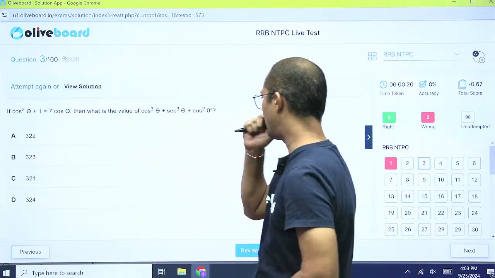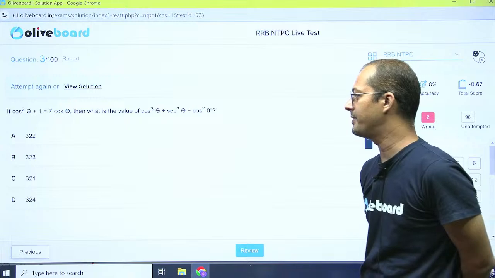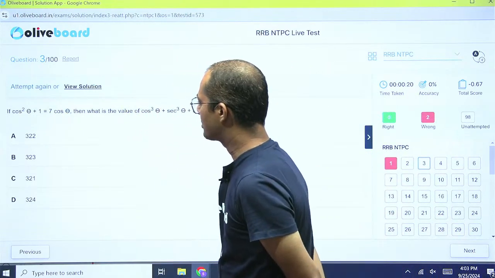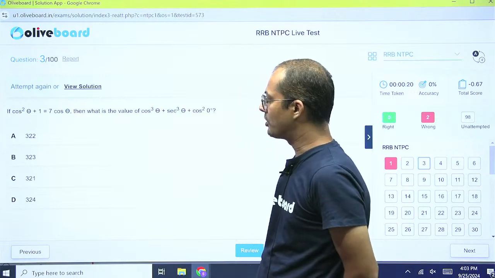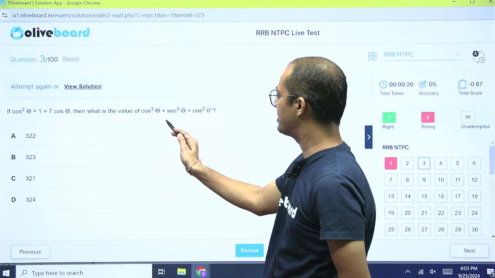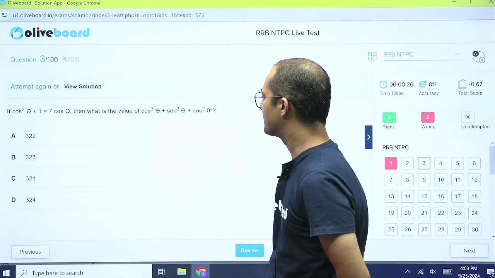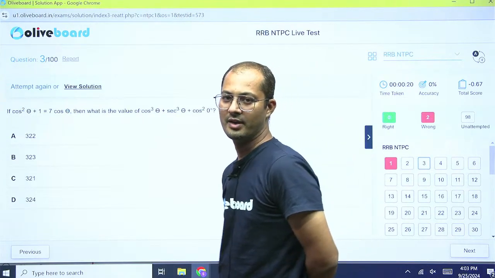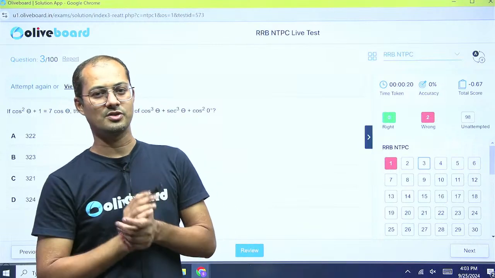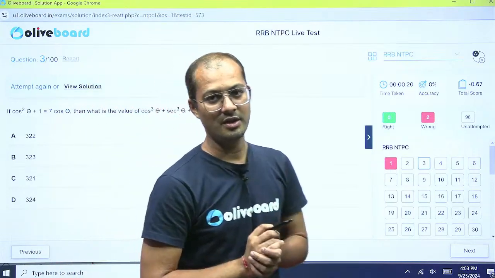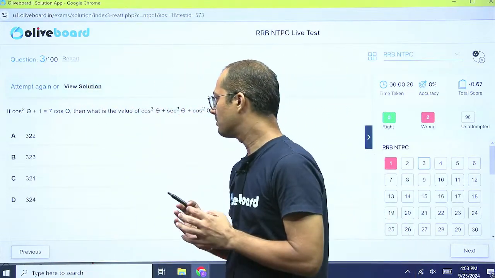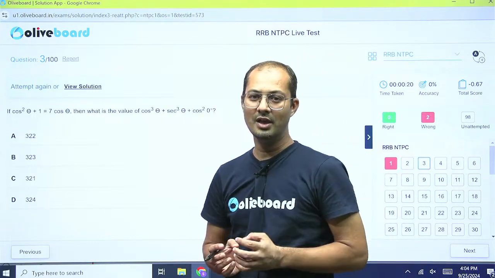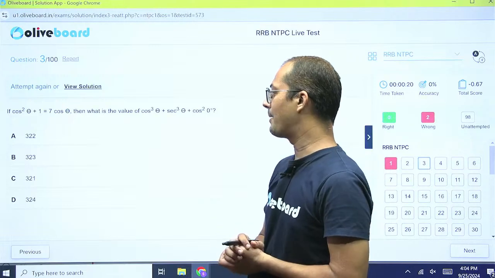So the first question is on your screen. Guys, tell me what will be the answer. The question is: if cos square theta plus 1 is equal to 7 cos theta, then what is the value of cos cube theta plus sec cube theta plus cos square 0 degree? Now tell me the answer. If you focus on the question, you will find it very typical, very complex, because here a condition is being applied.